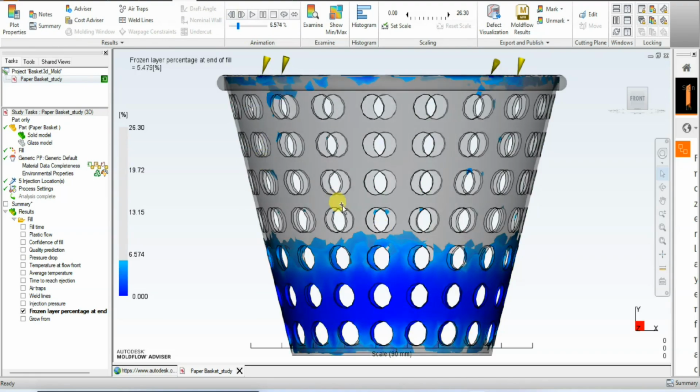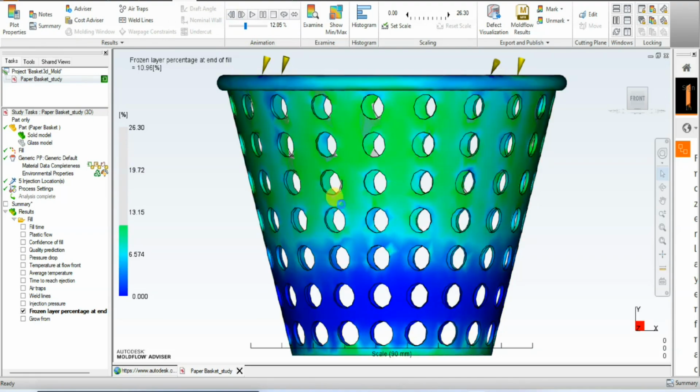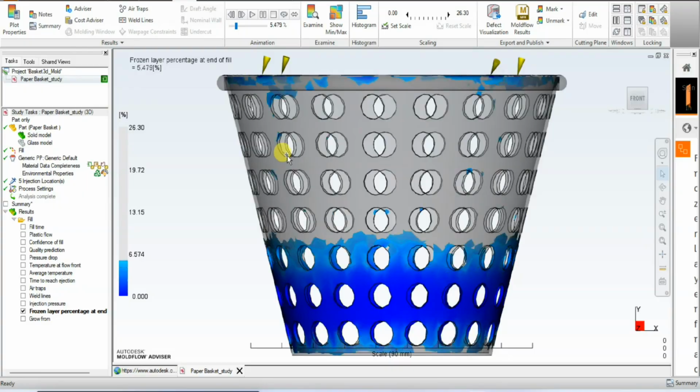You can see that the fill is going on upwards from the bottom of this object. Okay, and it's going up from a very low percentage to at least 26.30 in percentage.